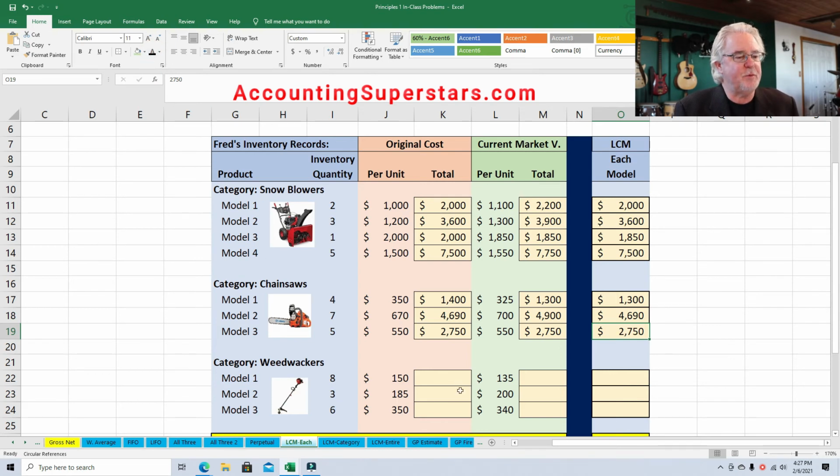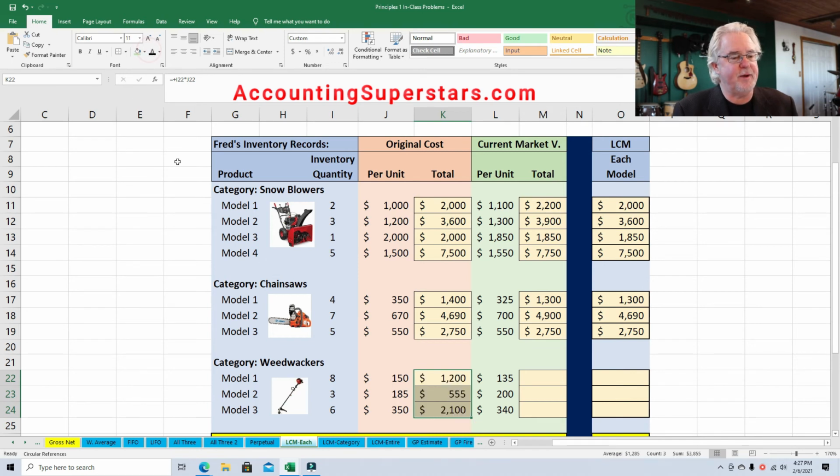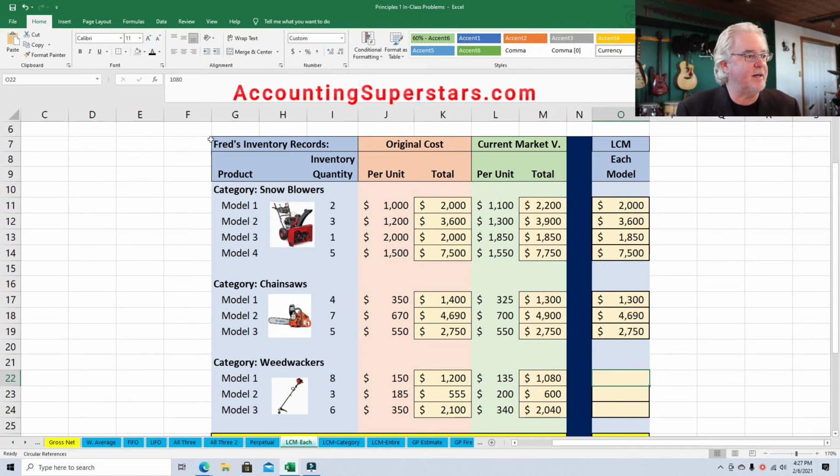So let's do the same thing with the weed whackers. I'll just multiply it out here for the weed whackers. Here's the replacement cost for the weed whackers. And Fred, again, is going to take the lower of the two. So with Model 1, he'll take the 1,080. And with Model 2, he'll take the 555. And with Model 3, he'll take the 2,040. You just choose whichever number's lower. That's all you do.